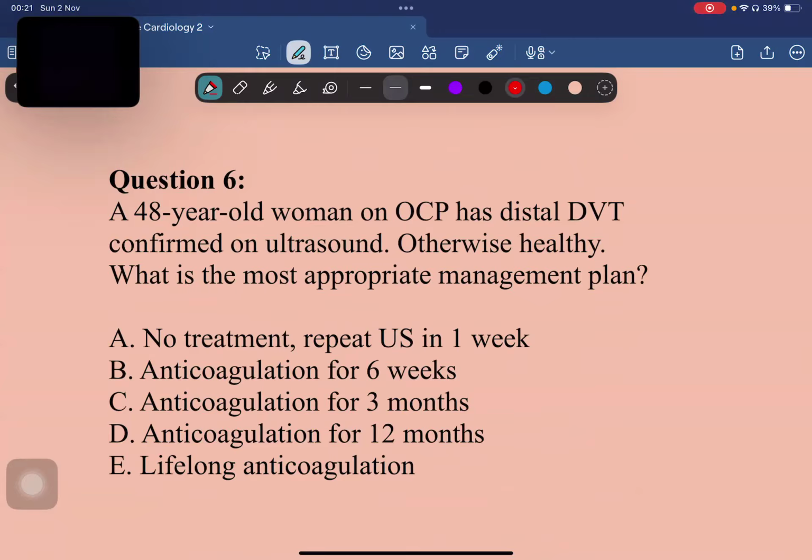No treatment. Repeat ultrasound in 1 week. Or we have anticoagulation for 6 weeks. And we also have anticoagulation for 3 months, anticoagulation for 12 months, and lifelong anticoagulation.